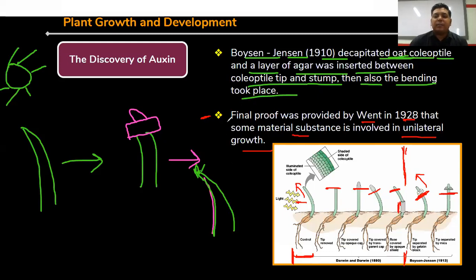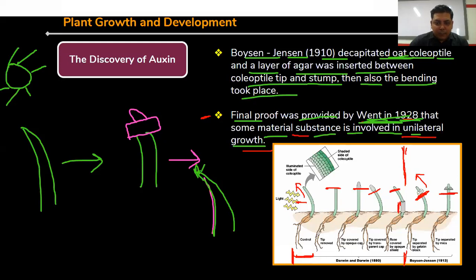Then after Boysen and Jensen, the final proof was provided by Went. So auxin was discovered by Went. At a very early time in your NEET exam, this question was asked: auxin was discovered by whom? Right. So auxin was discovered by Went in 1928, showing that some material substance is involved in unilateral growth.